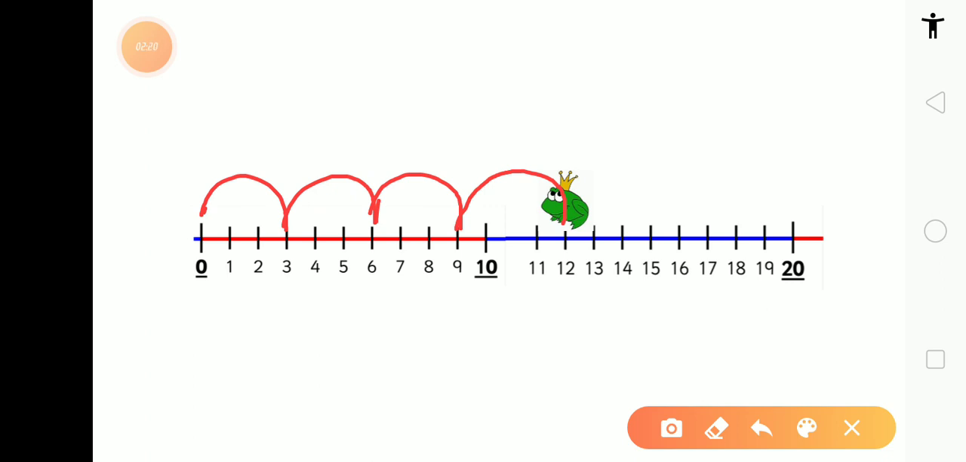So how many jumps does it take? 1, 2, 3 and 4. Okay, so the frog takes 4 jumps and reaches 0. So by this method we can solve division by repeated subtraction.